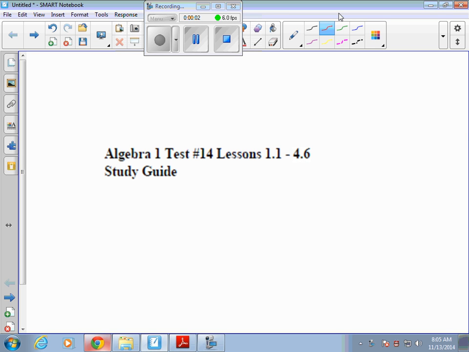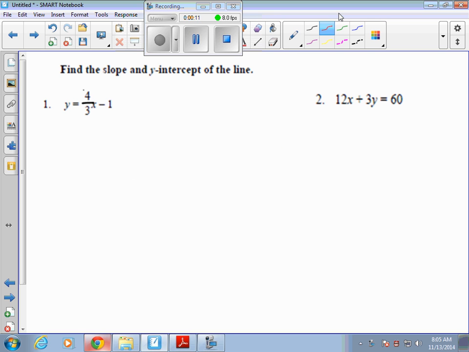This is Algebra 1, test number 14, all the way through lesson 4.6. We only did through slope-intercept form this week, study guide. First couple actually for the slope and the y-intercept. This is in slope-intercept form. Remember, slope-intercept form is y equals mx plus b.